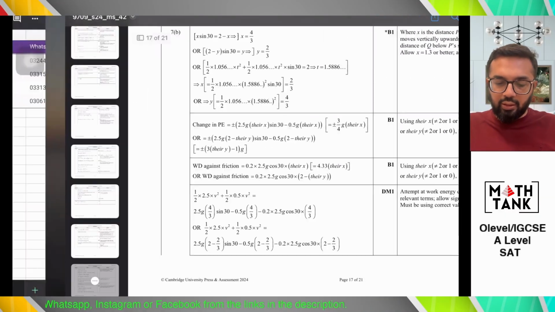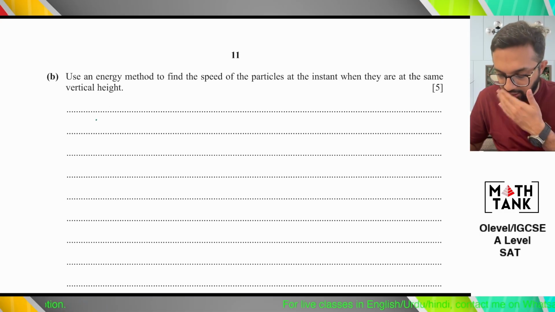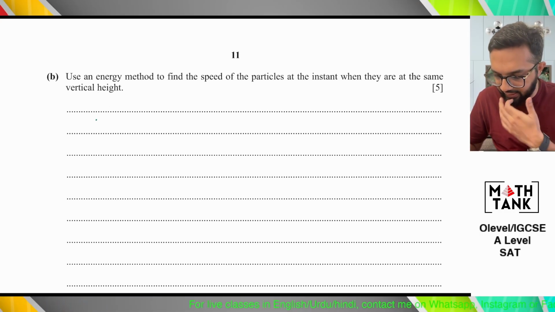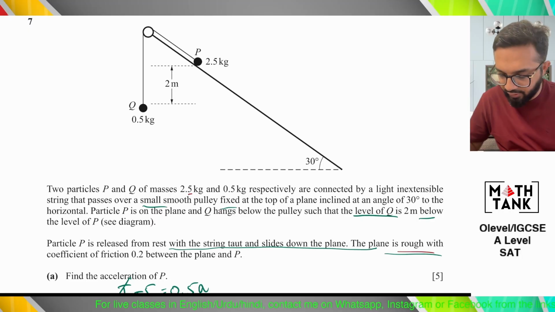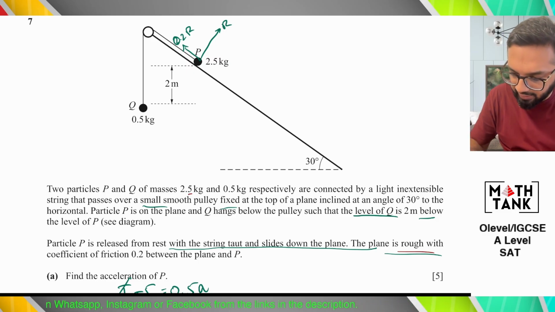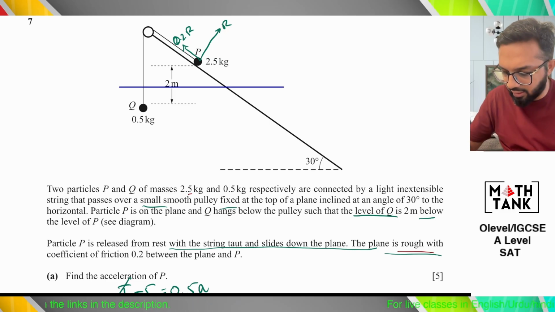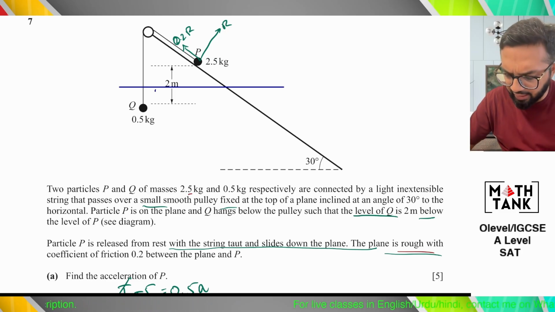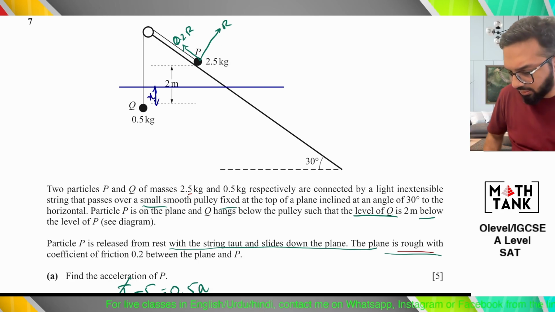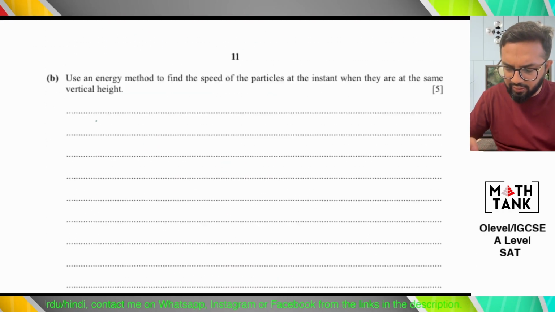Look at the last part. Part B says use an energy method to find the speed of the particles at the instant when they are at the same vertical height. So I know that friction was pointing up, equal to 0.2R, and there was R here. When they're at the same height, it means there's some level where they are meeting. What I can say from this is it is traveling a distance of x. Now what is the connection between this and that? Let's just write down our numbers first.